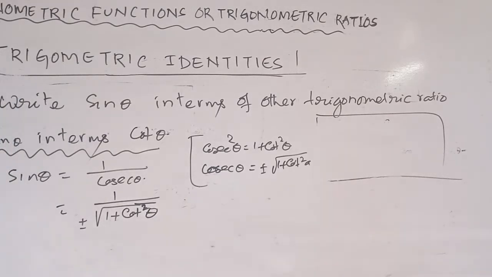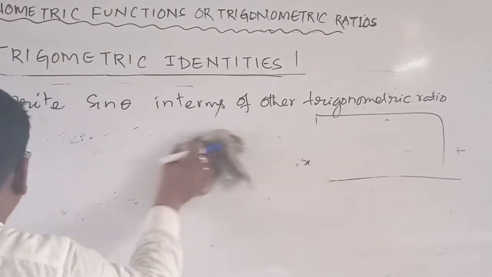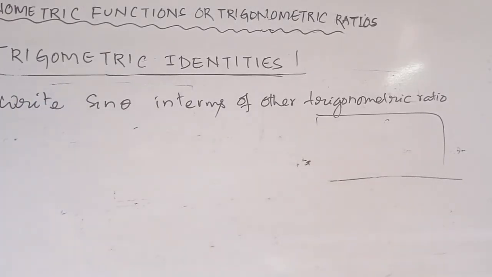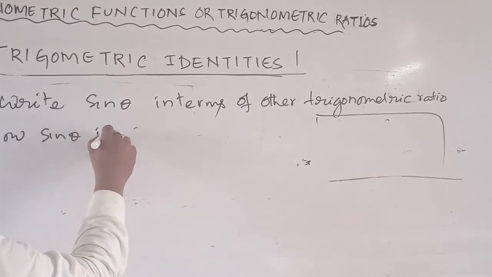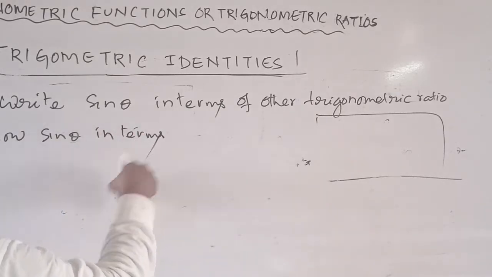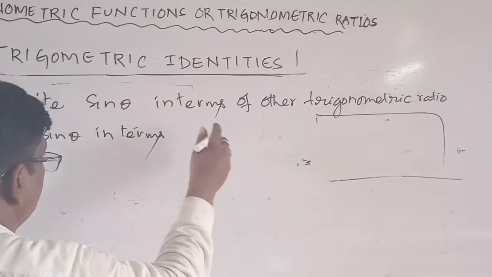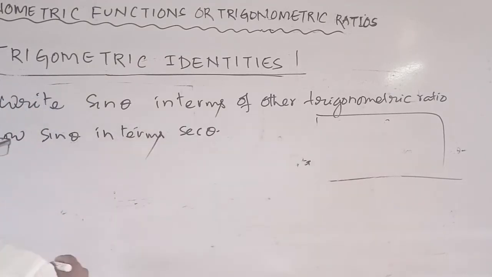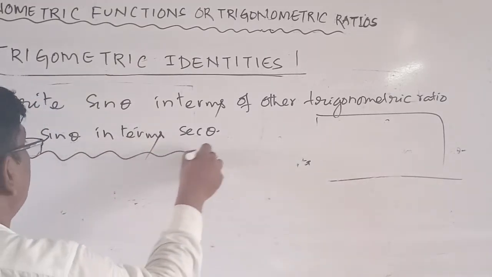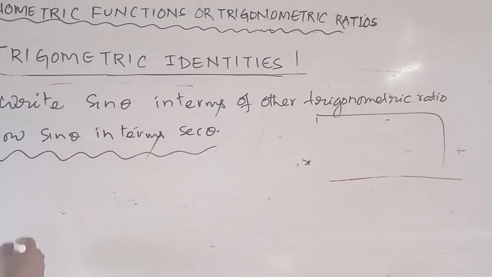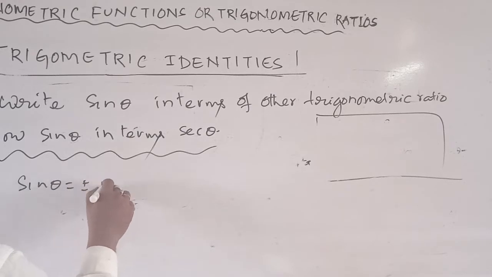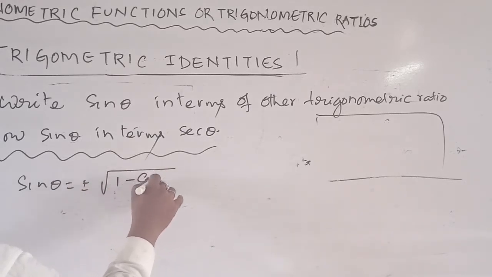Now sin theta in terms of sec theta. This is the fourth one. Sin theta in terms of sec theta. So sin theta is equal to plus or minus root over 1 minus cos square theta.